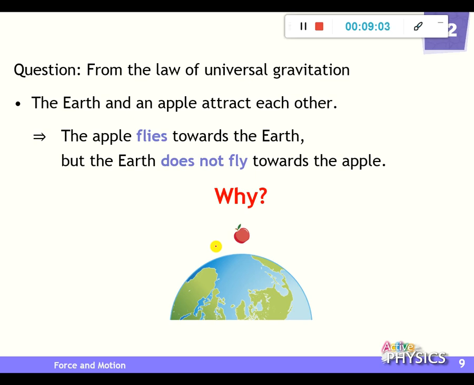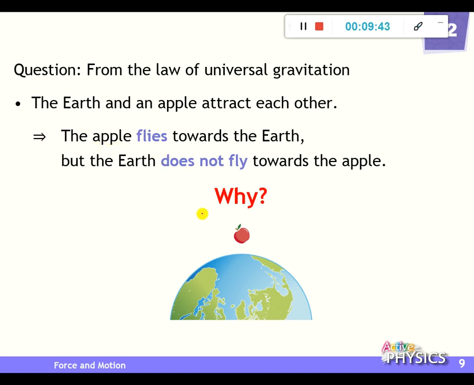Here, question. From the law of universal gravitation, the Earth and apple attract each other, okay? Because other than this part, you will think that the apple is attracted by the Earth. I think all of you should know it. The apple should be attracted by the Earth. But if someone says that the Earth is attracted by an apple, you may think that is wrong. But up to now, in physics, this one should be correct.